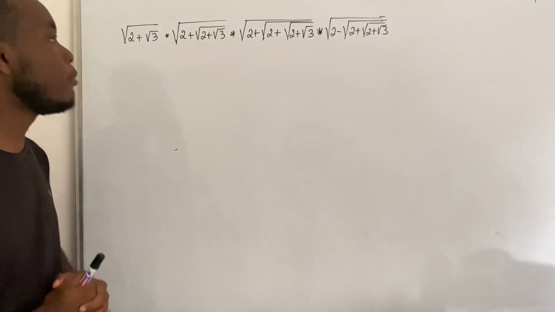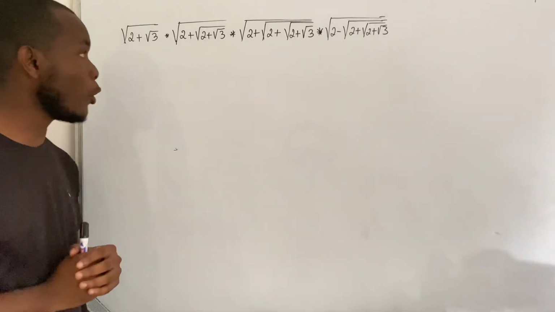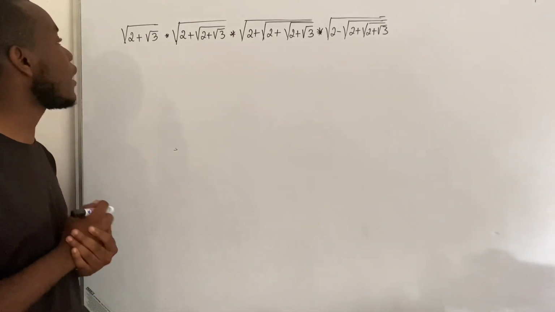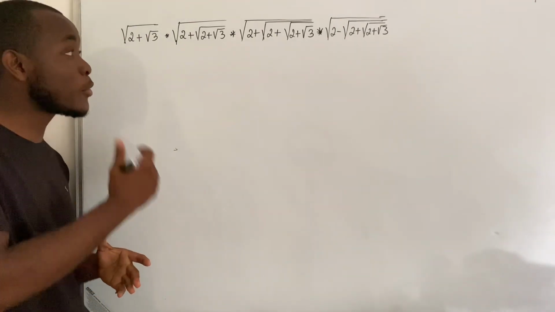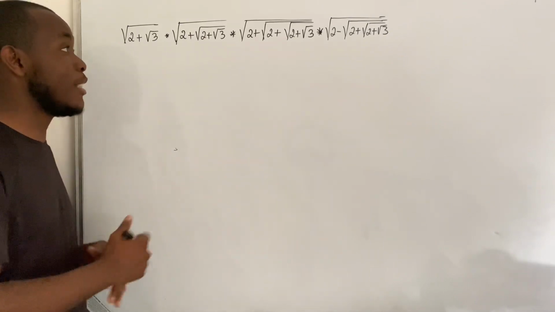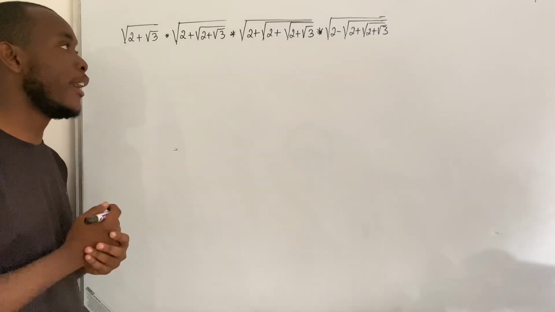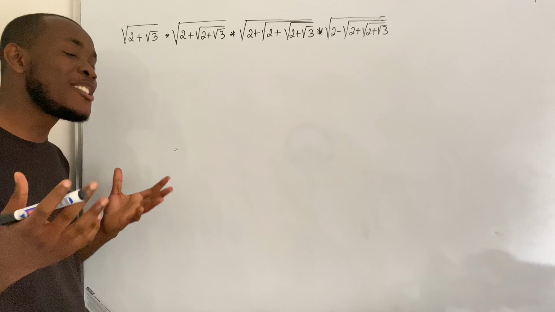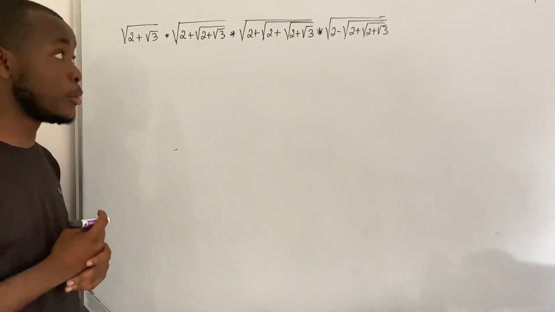Today we have this problem on some radicals to solve. We have square root of 2 plus square root of 3 times 2 plus square root of 2 plus square root of 3 times square root of 2 plus, the same. I'm even tired. So what's going to be the approach that we can apply to solve this problem?